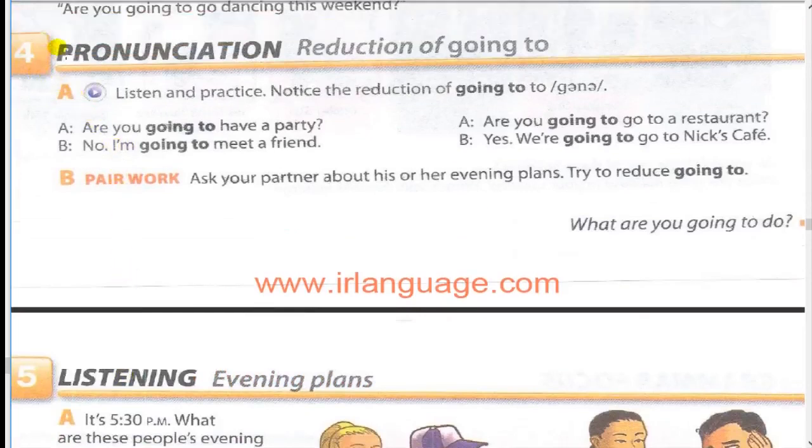For pronunciation, reduction of going to. Now speaking, going to Ghana. Going to Ghana.